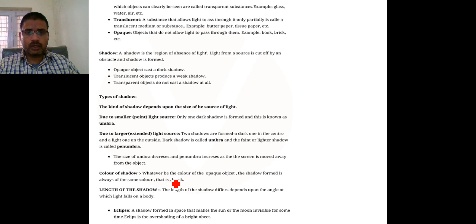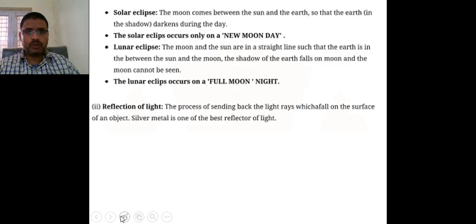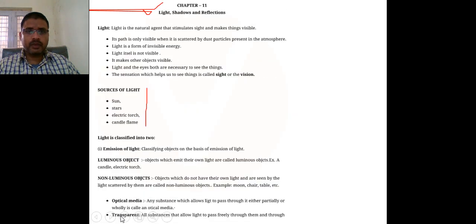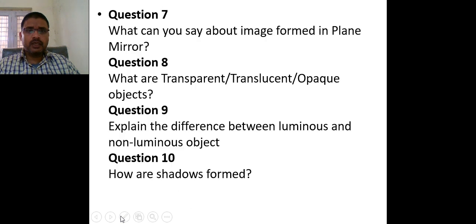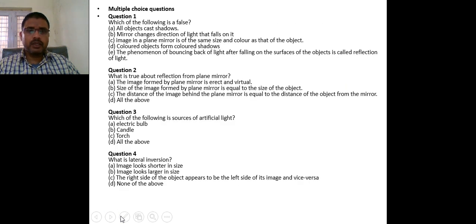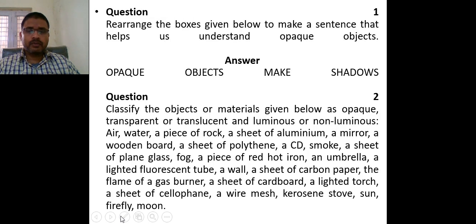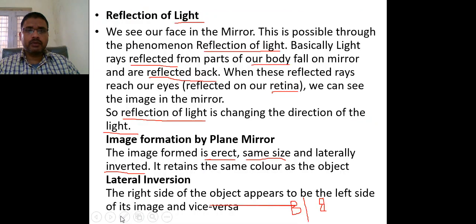The size and shape of shadows, these are things you have to remember. These are the different types of questions, and maybe they are related to your NCERT book. Some other questions are also given here. Note down all the questions and write down all the answers. Basically, there are two or three things which you have to understand.